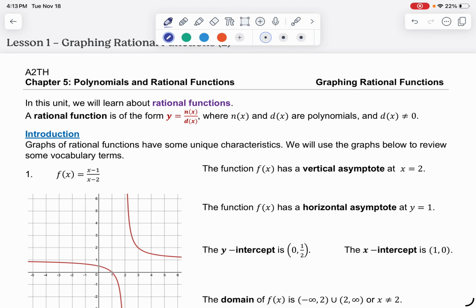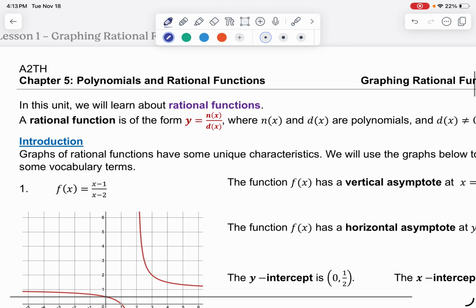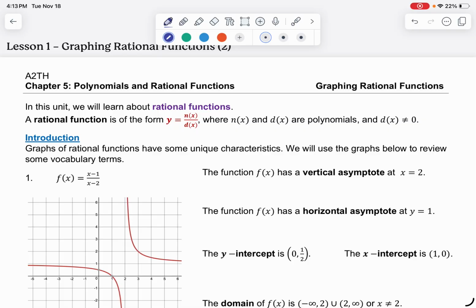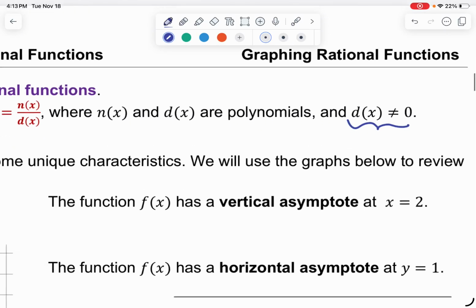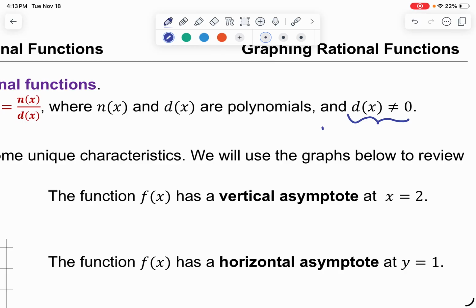All right, so first of all, what is a rational function? A rational function is of the form y equals n of x over d of x. And n of x and d of x are polynomials. So they could be constants, but they could also have variables. And because you could have variables, we have to make sure that d of x does not equal 0. So notice n and d, numerator and denominator. So you have to make sure that when you have a rational function, the denominator does not equal 0.